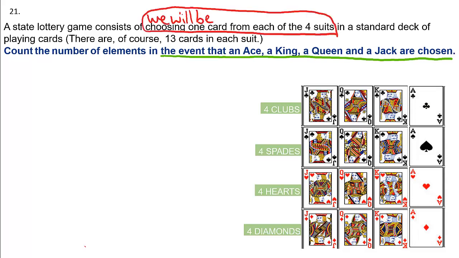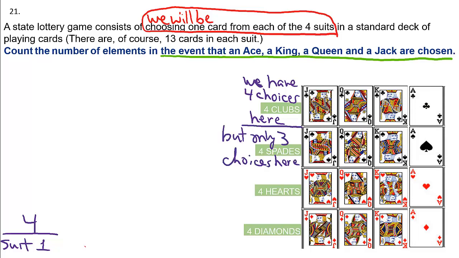From that, we will be choosing 1 card from each of the 4 suits. So if you think of it this way, if you're going to choose from the clubs, you've got 4 choices. You can choose either an ace, king, queen, or jack. So there are 4 ways you can choose the first suit. Once you've chosen that suit, you don't want to reuse whichever card you chose. So there are only 3 choices for choosing.